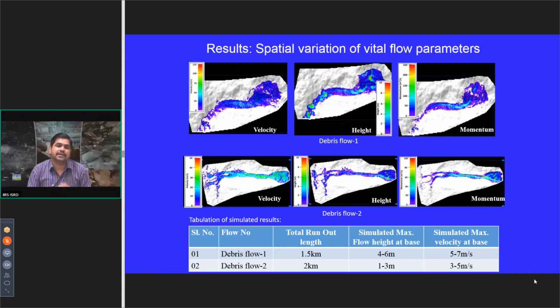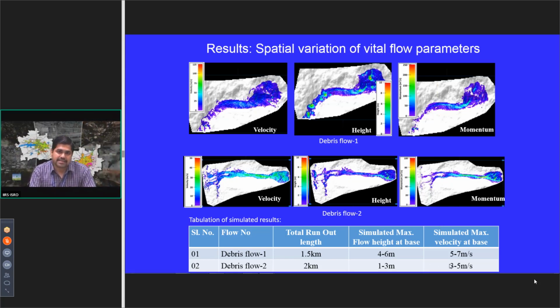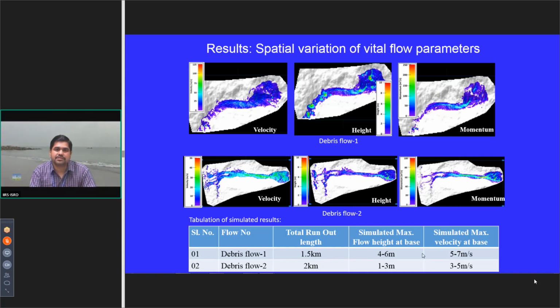So the 6 meter height that was there basically blocked the Saraswati river, and that aided in the flooding of Kedarnath town. The simulated maximum velocity we have calculated in case of debris flow 1 is 5 to 7 meters.